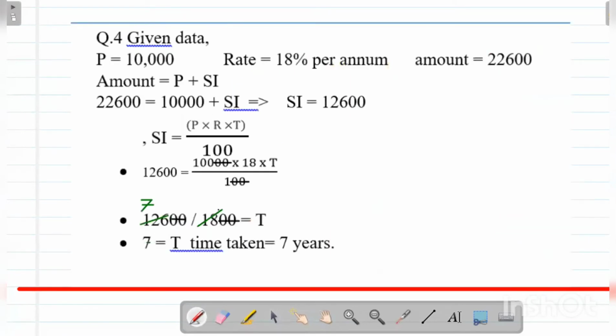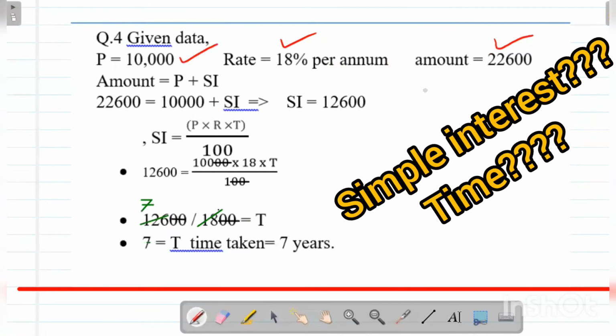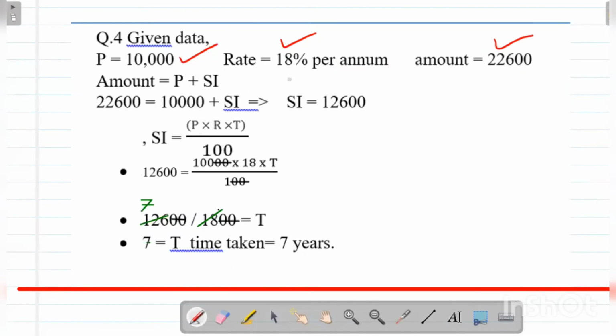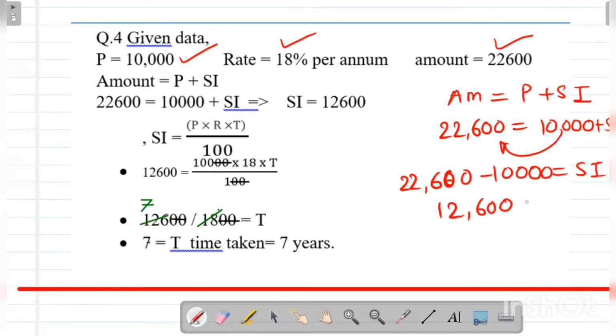Okay, let's move to the next question in which rate is given, principal is given, and amount is given. We need to find the simple interest and time. Now, what is the formula of amount? Amount is nothing but principal plus simple interest, right? Amount is given 22,600. Principal is given 10,000. So from this we can easily calculate simple interest. This 10,000 you can shift to that side. It will become 22,600 minus 10,000, which is equal to your simple interest. So your simple interest is going to be 12,600.